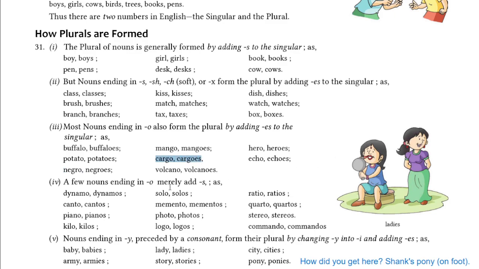Volcano ends in o, and we would add es to form volcanoes. Hero ends in o. We would add es to form its plural, heroes. Echo ends in o. We would add es to form its plural, echoes.